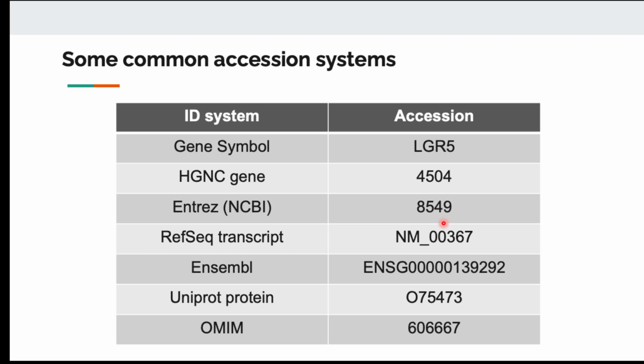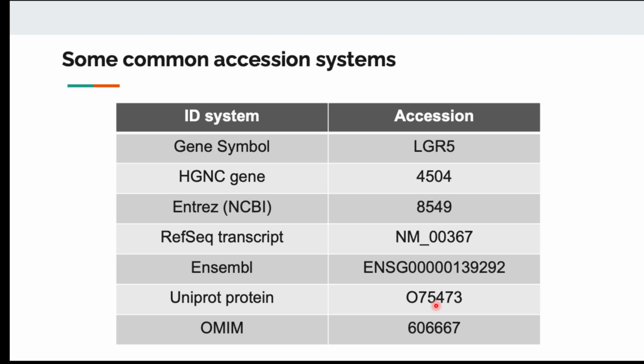And hopefully by now, you are already familiar with some of the systems. For example, if you see NM underscore some number, this is the format for the reference sequence from NCBI, from GenBank. If you see ENSG followed by some number, this is the gene accession for Ensembl. So ENS here stands for Ensembl and G for gene. And if you go to UniProt, the IDs for the proteins are usually one or two letters, usually O, P, Q, and then followed by 5 numbers.